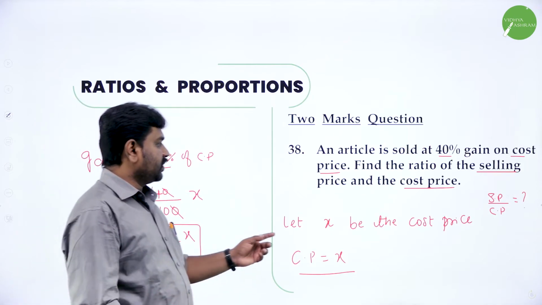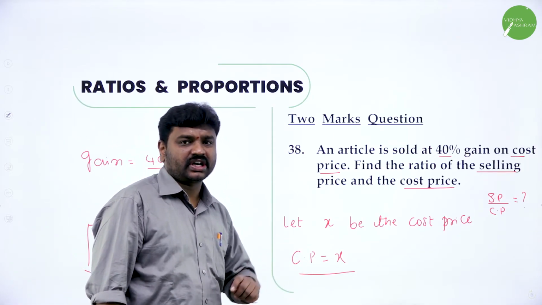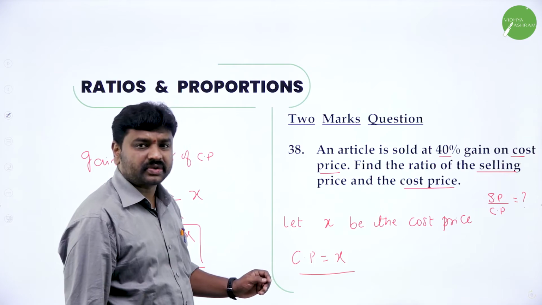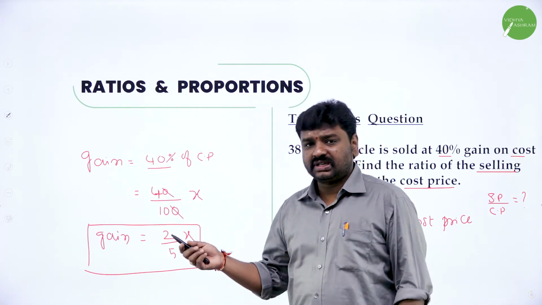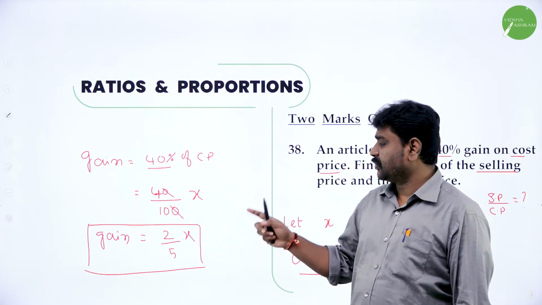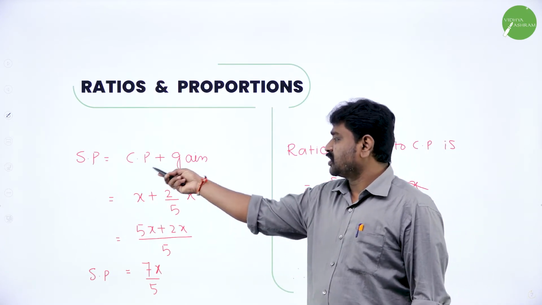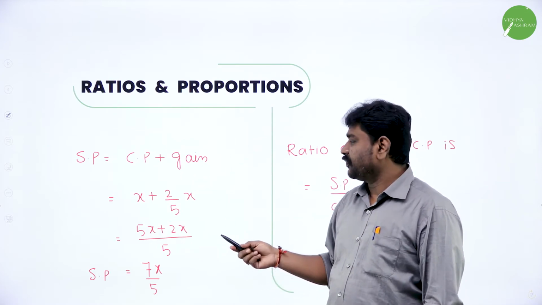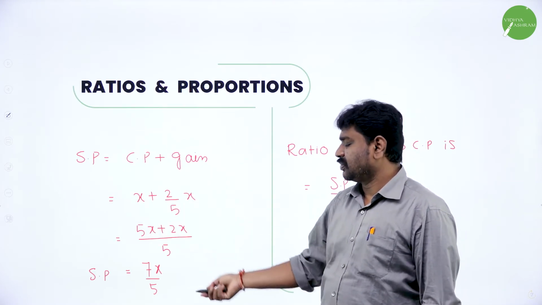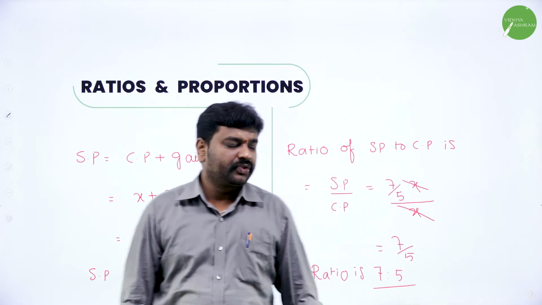Simple. So they wanted to find the ratio of selling price to the cost price. So assume cost price. X be the cost price. And what will be the selling price? If you are getting gain, selling price will always be cost price plus gain. If you are in loss, cost price minus loss will do. So now, cost price plus gain, you simplify, you'll get the answer. Hope all of you got this.